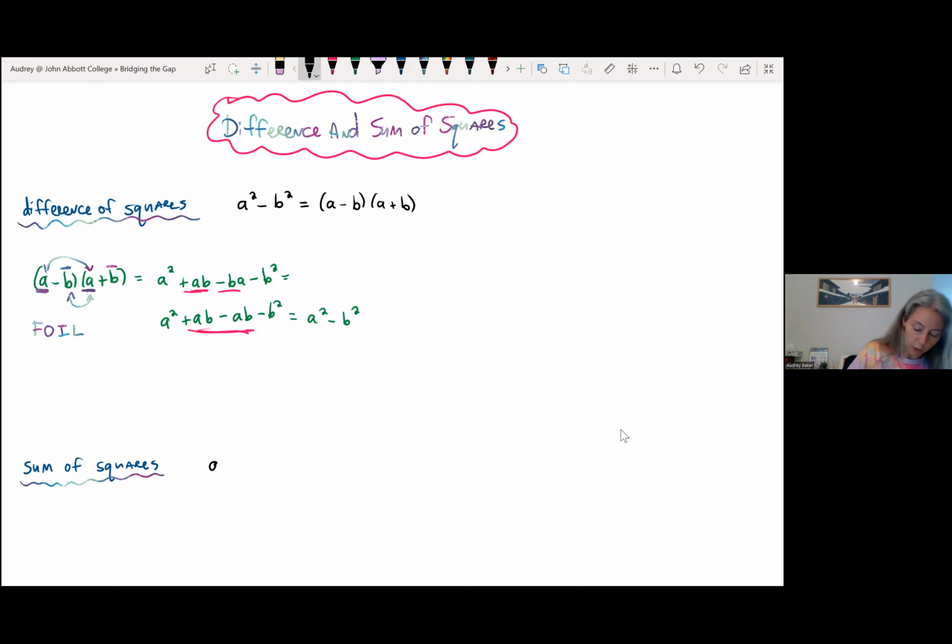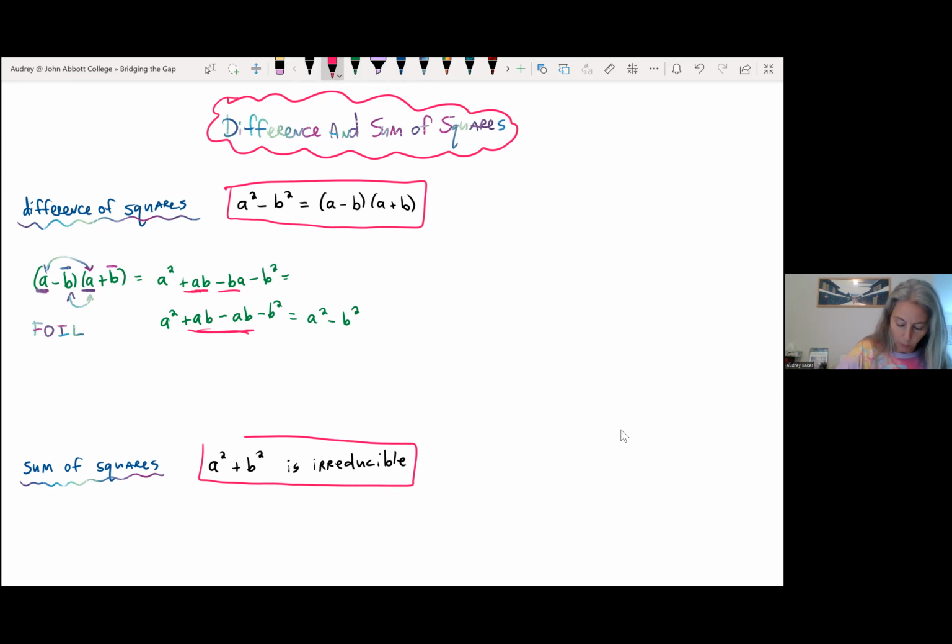So a sum of squares would be of the form a squared plus b squared. And it turns out that it is irreducible. That means it cannot be factored. So a squared minus b squared is a minus b times a plus b. A squared plus b squared is irreducible, cannot be factored.